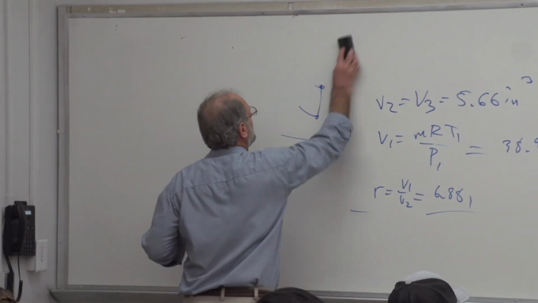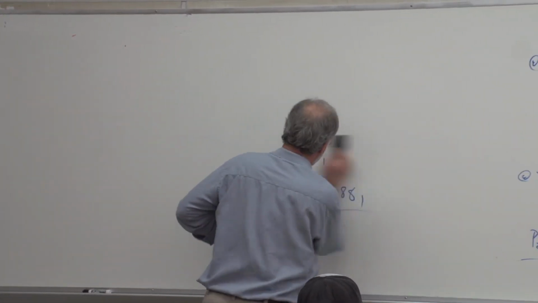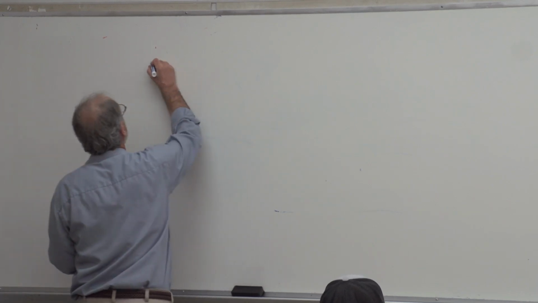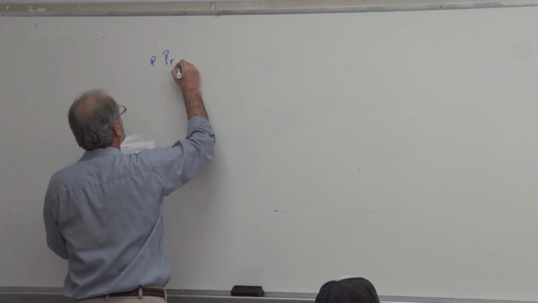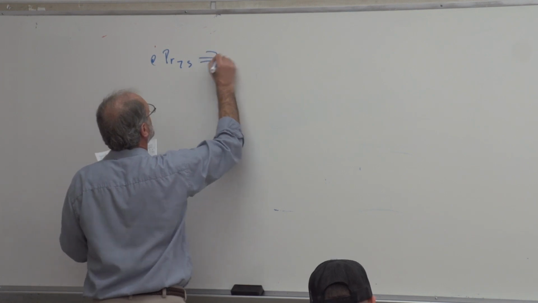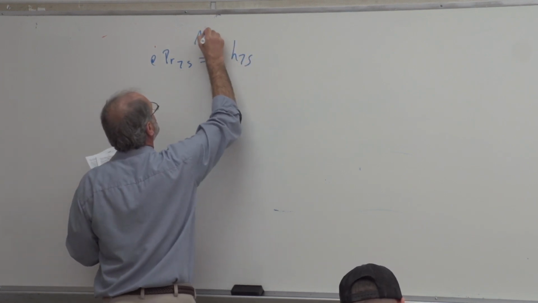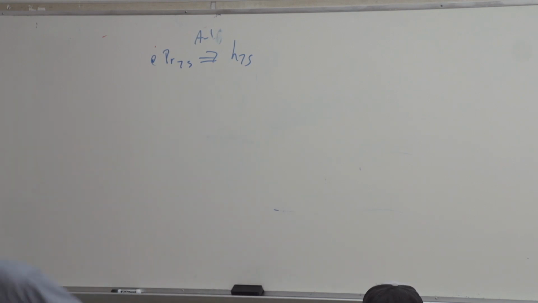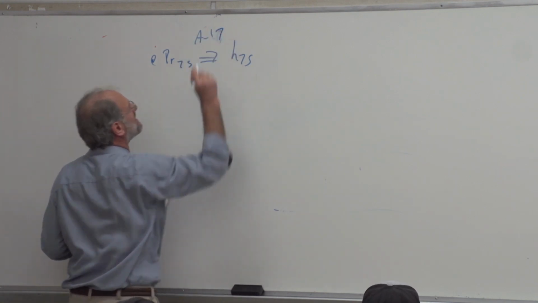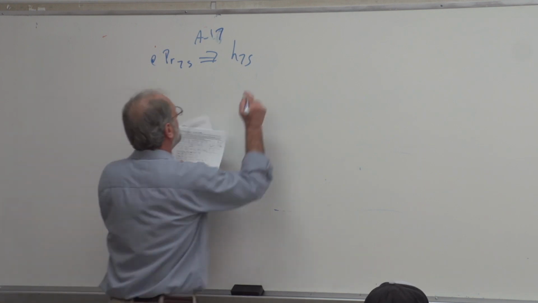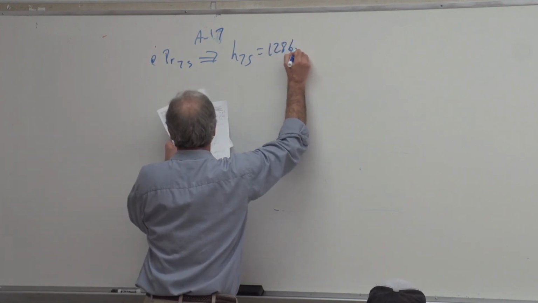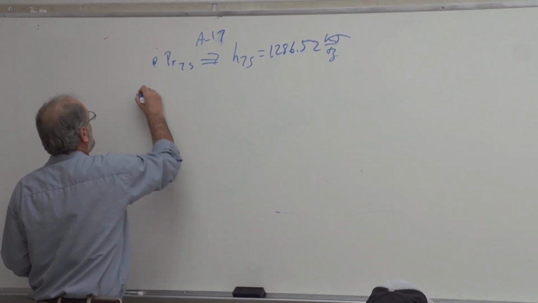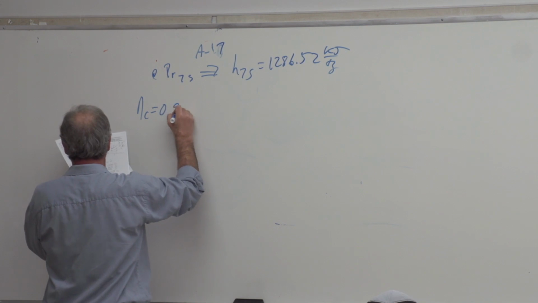And now that we have that relative pressure, you can go back in to get the enthalpy. And then we use the efficiency to get the actual enthalpy. So at PR7s, we get H7s. Not my day. Okay, so A17. So the enthalpy at 7s is found as 1286.52 kilojoules per kilogram.